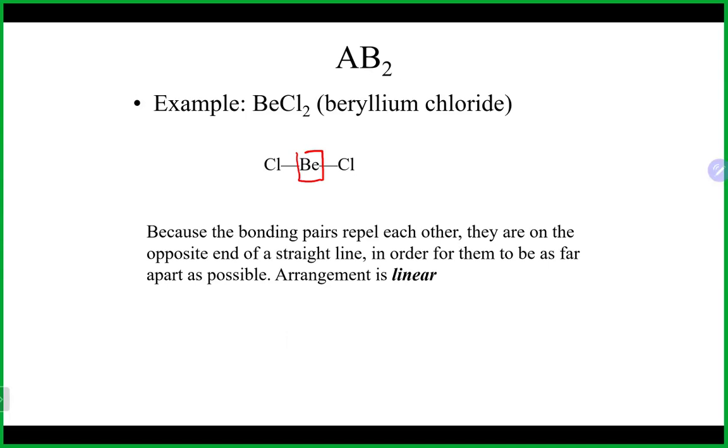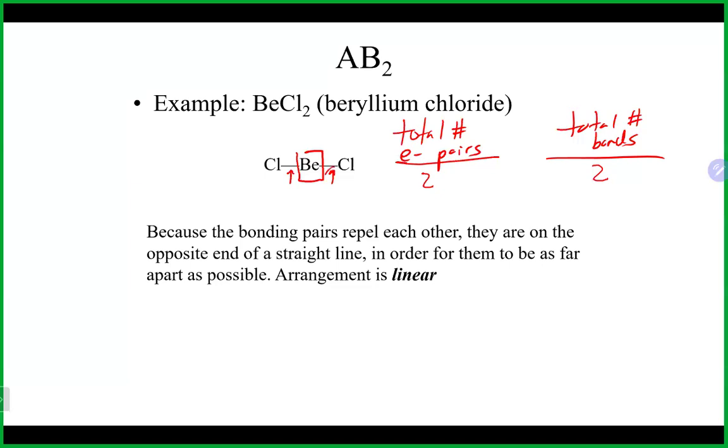So the two things that we want to think about are the total number of electron pairs and the total number of bonds. When we look at the beryllium here, it has a total of 2 electron pairs. One there and one there. And in terms of bonds, it also has 2, one there and one there. Those are also bonds.